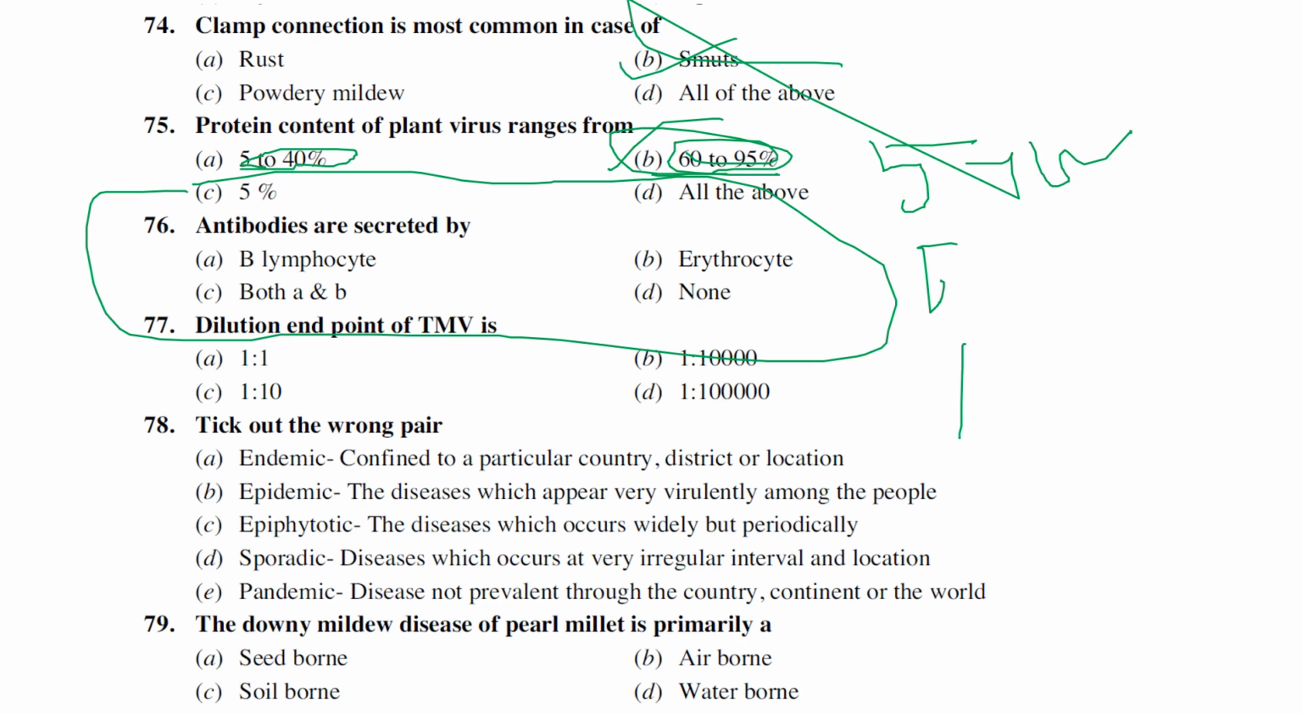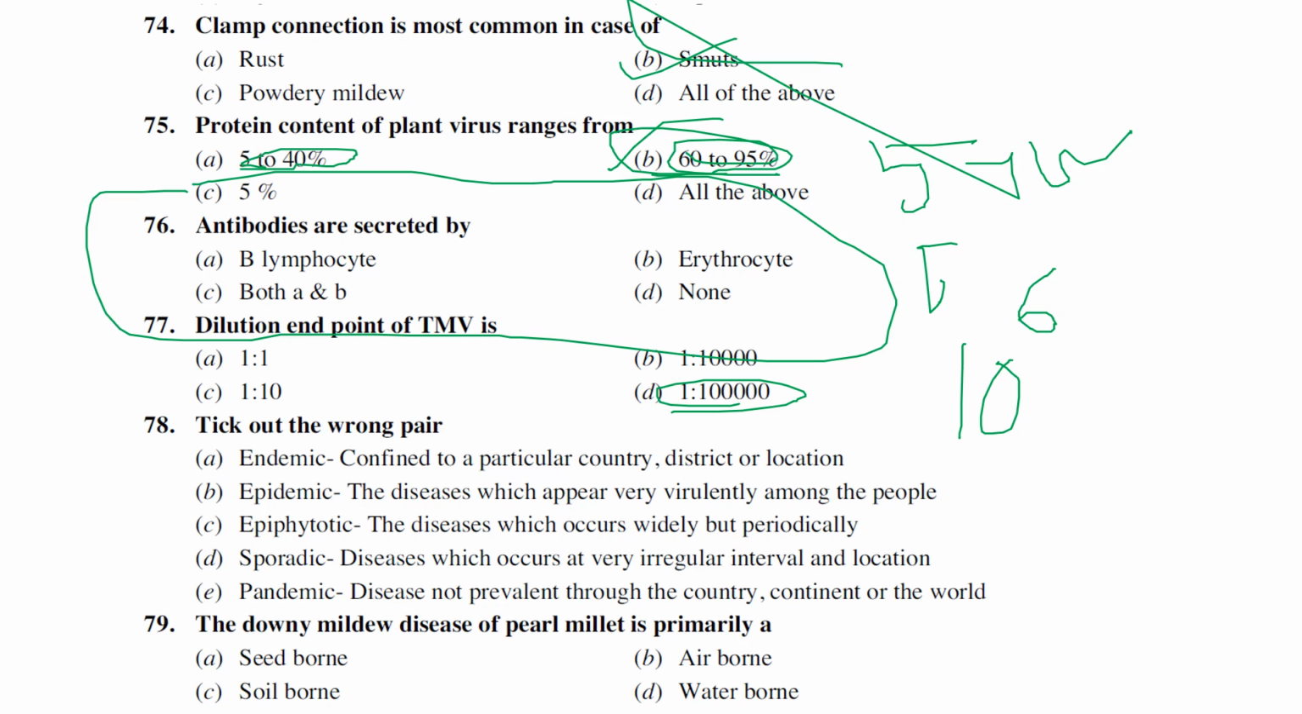Generally, the dilution point of TMB is 10 to the power of -6, which means 1:1 like here. The next one is: tick out the wrong pair. Endemic. There are four terminologies in epidemiology: epidemic, endemic, pandemic, and sporadic. Epidemic is otherwise called epiphytic. Okay, tick out the wrong pair here.